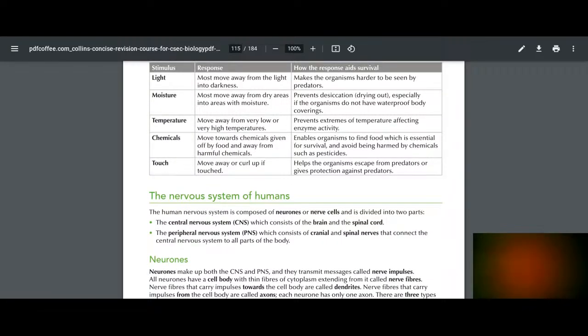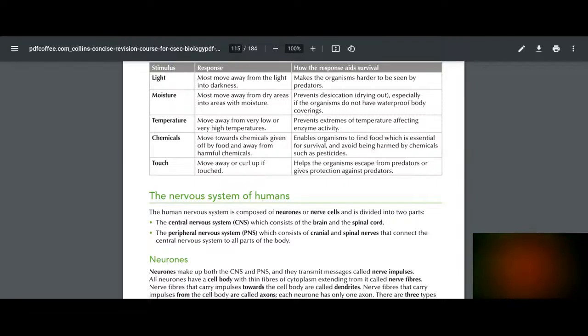So the stimulus is light. When it comes to light, most organisms move away from light into darkness. The response aids survival, making the organism harder to be seen by predators. Moisture: most move away from dry areas into areas with moisture.